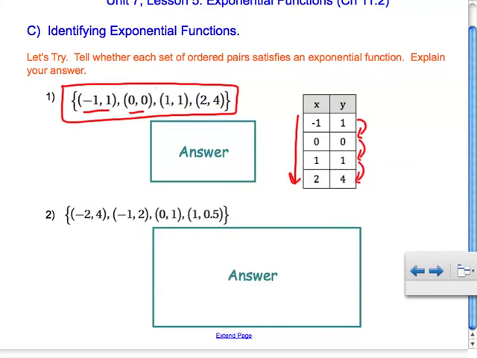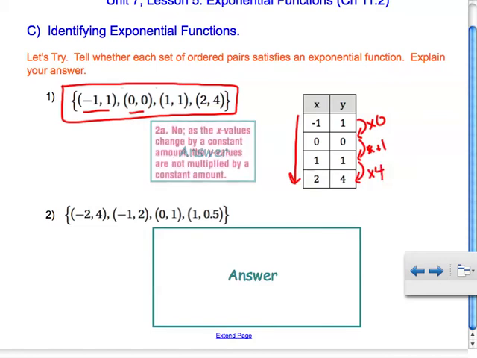Well, my y's seem to be multiplying by 0. Multiplying, how do you go from 0 to 1? You add 1? That's weird. And here you multiply by 4. This is definitely not an exponential function. This is not an exponential function because as the x values change by a constant amount, the y values are not being multiplied by a constant amount.